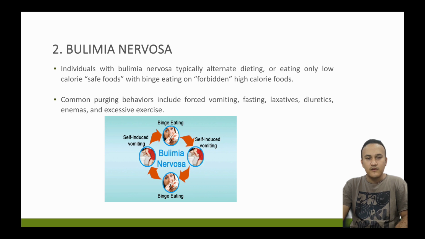Next is bulimia nervosa. Individuals with bulimia nervosa typically alternate dieting or eating only low calorie safe foods with binge eating on forbidden high calorie foods. Common purging behaviors include forced vomiting, fasting, laxatives, diuretics, enemas, and excessive exercise.